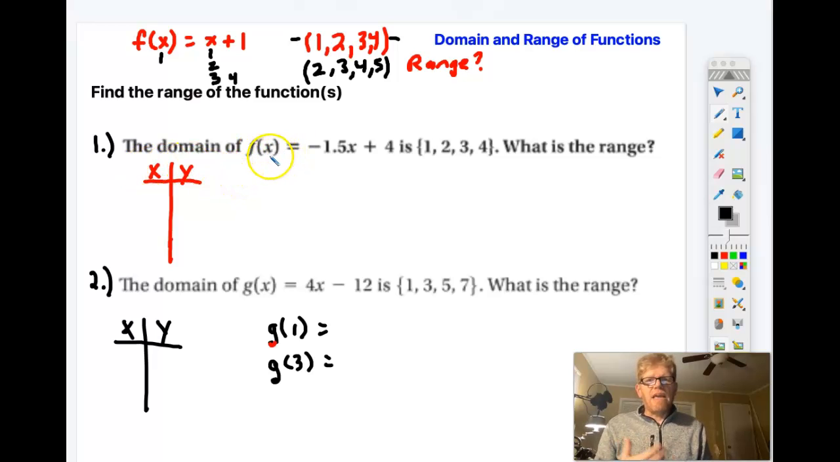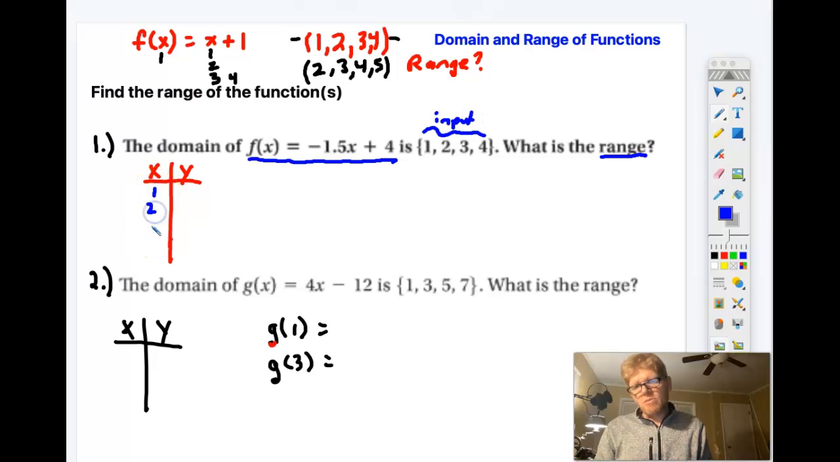The domain of f of x equal to negative 1.5x plus 4 is this. These are the possible x values that can go into our equation. So what is the range? All we're going to do is evaluate our function right here, for all of the possible x values, or all of the possible inputs to our function. So we'll write them here, 1, 2, 3, and 4.